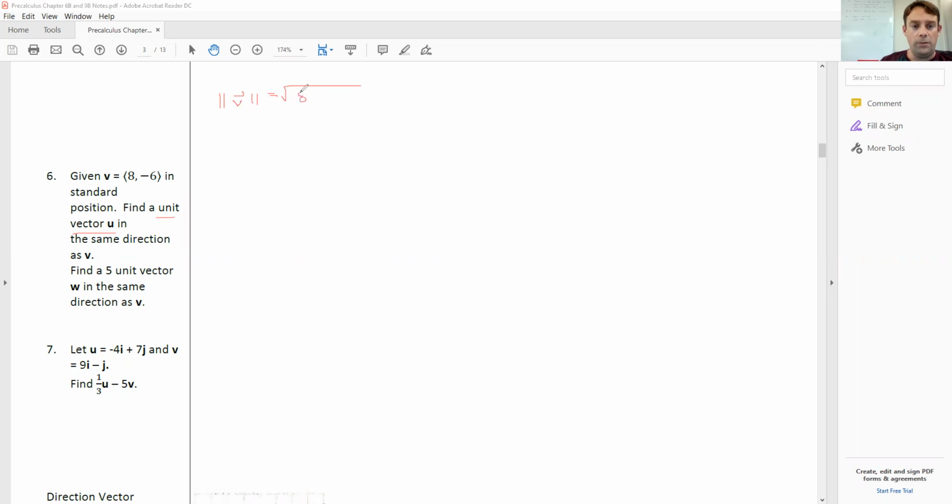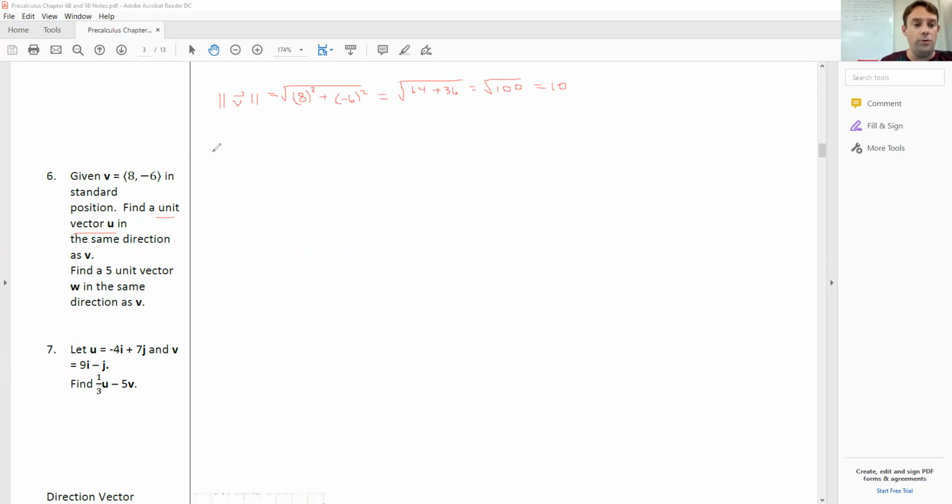So we have 8 squared plus (-6) squared. So we have 64 plus 36, and that's going to be equal to the square root of 100, which is equal to 10.